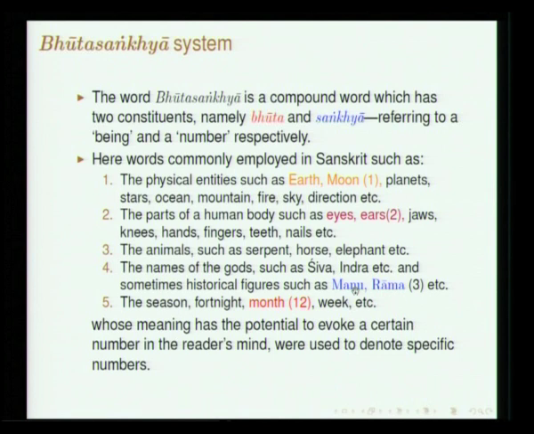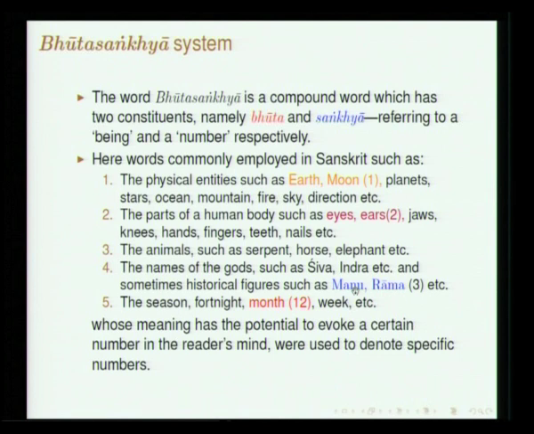And Rama, so Ayodhya Rama, Balarama, Parashurama, so it represents 3. So, Guna when they use, see Sattva, Rajas, Tamas, so all these things. So, this is how the Bhuta Sankhya system is. When they use months, there are 12 months, so that represents 12.